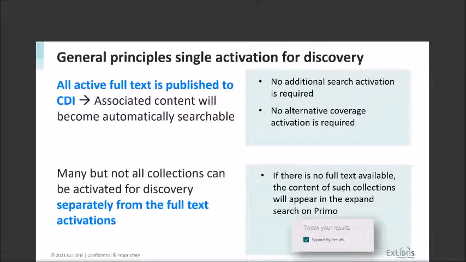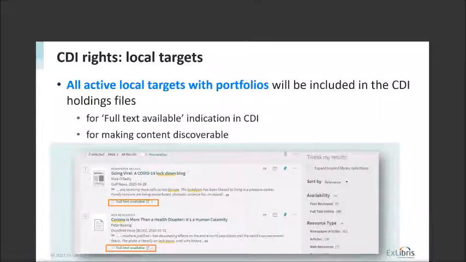Additionally, many, but not all of the collections, all of the targets in SFX can also be activated for discovery. And this is separate from the full text activation. This is a kind of additional activation that you may want to do. The purpose of this is that the collections, the targets that you activate there will become available in the discovery system for search. And they're important in case there is no full text availability, you don't have any active portfolios, but you want the content of these collections to be included in the expand search on Primo. So these are the two general principles.